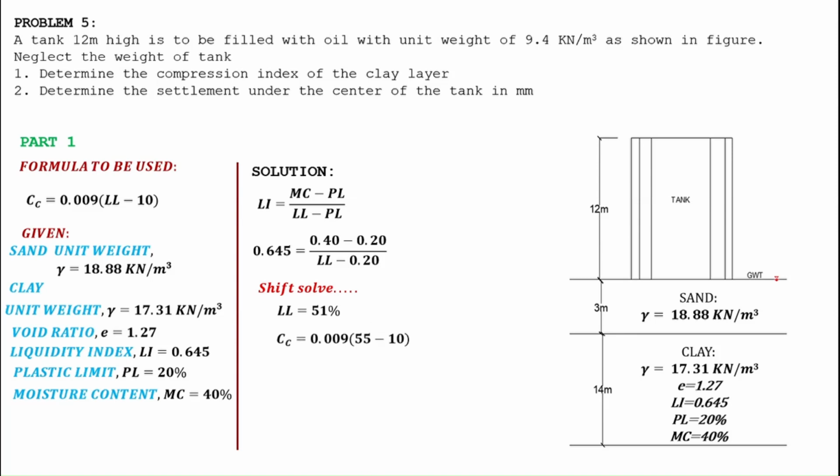Substituting this value to the compression index formula, compression index is equal to 0.009 times 51 minus 10. Compression index therefore is equal to 0.369.